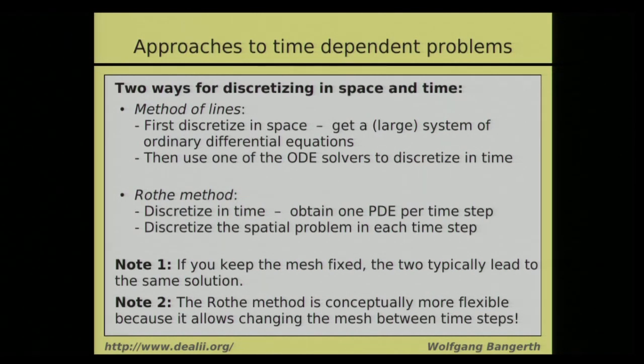Because the places where you need mesh refinement have moved from the previous time step. So the Rothe method gives you that sort of flexibility. What you will find is that if you keep the mesh fixed, so let's say you only solve on a uniformly refined mesh that doesn't change between time steps, then oftentimes the two approaches actually lead to exactly the same solution. You can show that it doesn't make any difference whether you first discretize in space and then in time, or first in time and then in space.